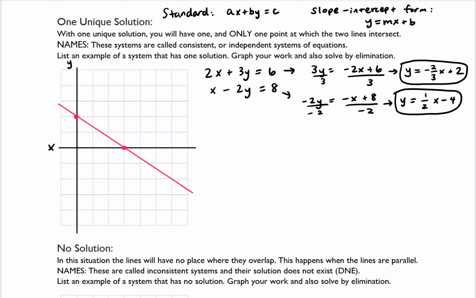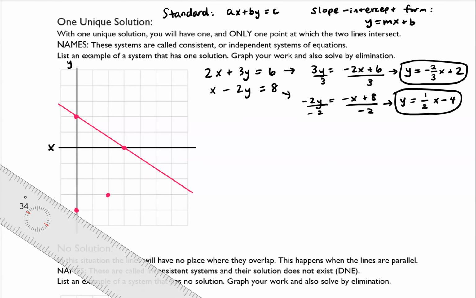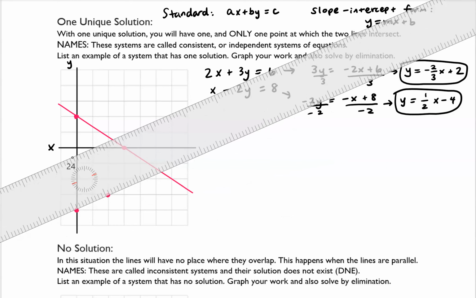We have y equals 1/2 x minus 4. That has a y-intercept of 0, -4, and then the slope is 1/2. So I'm going to go up 1 unit, right 2 units. I'm going to connect those.